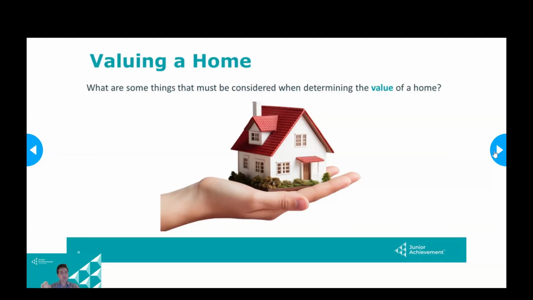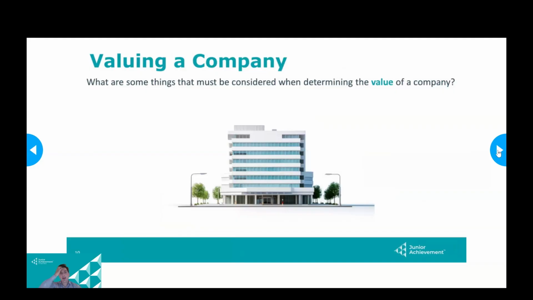So these are things you can compare and contrast to see what type of value a home really has. So, how would you value a company? The same thing, right? You would look at its fundamentals, how much money it's making, where its industry is located, and what its overall profitability and margins are. These are very important metrics that you would use to value a company.